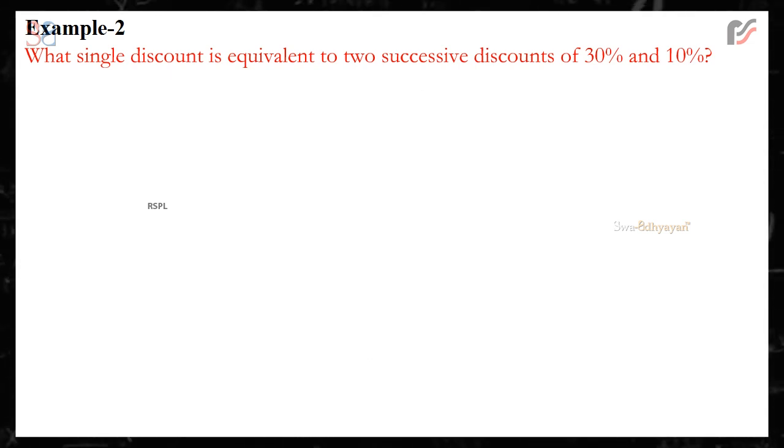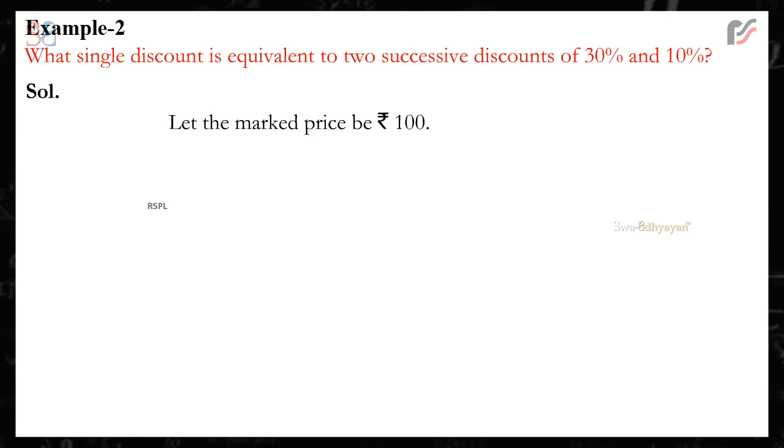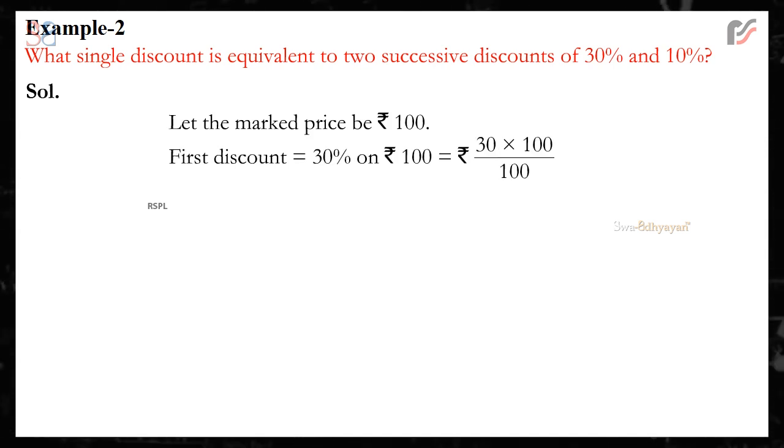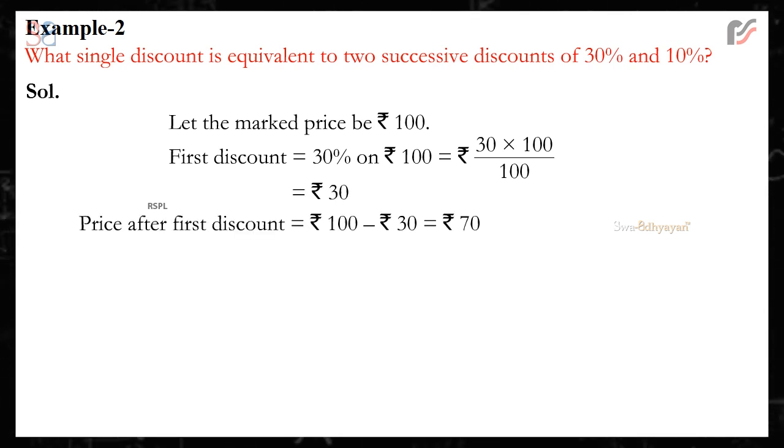Example 2. What single discount is equivalent to two successive discounts of 30% and 10%? Solution. Let the marked price be rupees 100. First discount is equal to 30% on rupees 100 is equal to rupees 30 into 100 upon 100. This is equal to rupees 30. Price after first discount is equal to rupees 100 minus rupees 30 is equal to rupees 70.